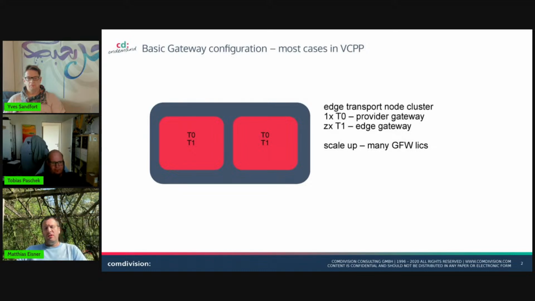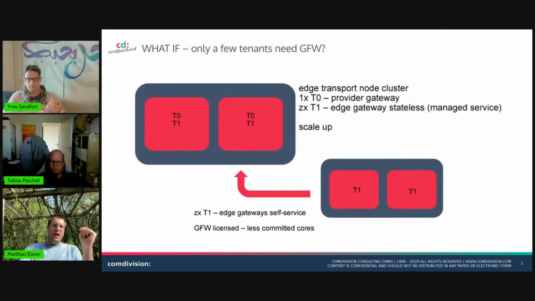Yeah, that's true. So math needs to be done. What might be more efficient from a cost licensing perspective? But let's stick with the virtual world. So I think that's the base model. And if most of the tenants have edge gateways, so if you deploy large, you can run 50, 60 edge gateways. It really depends on the throughput each tenant needs. So very, very basic. But what if only a few tenants need gateway firewall?